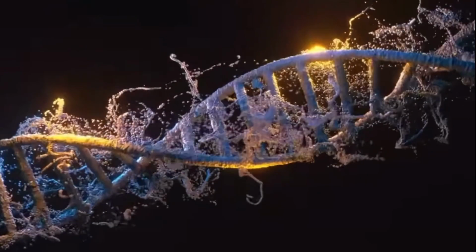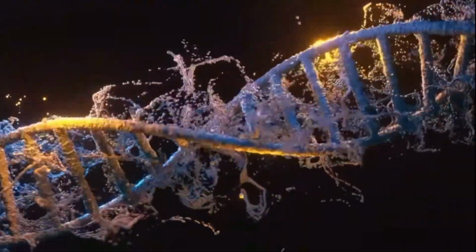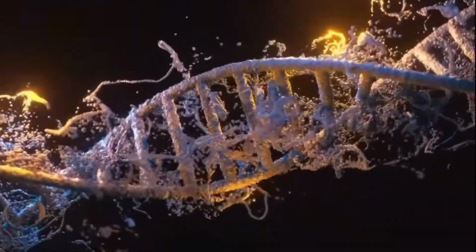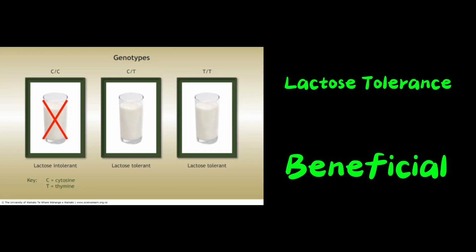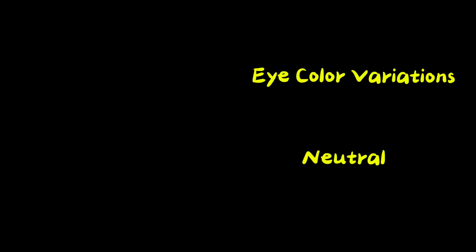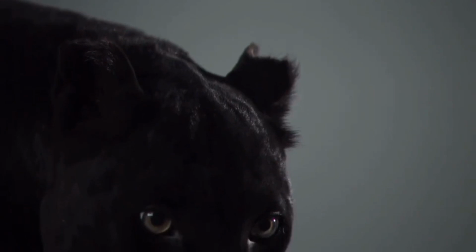A mutation is a DNA alteration that modifies an organism's genetic information. These changes can affect just one gene or entire chromosomes. Mutations can be beneficial, harmful, or neutral. In the case of melanism, this mutation gives the panthers their striking black fur, an advantage when hunting in the shadows of dense forests.